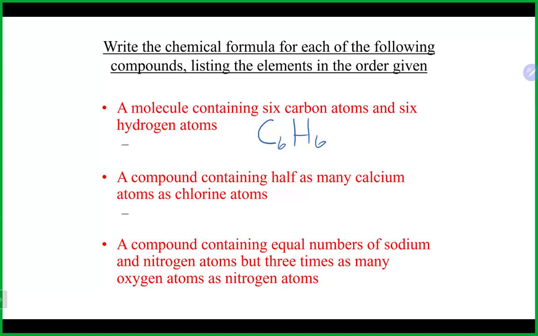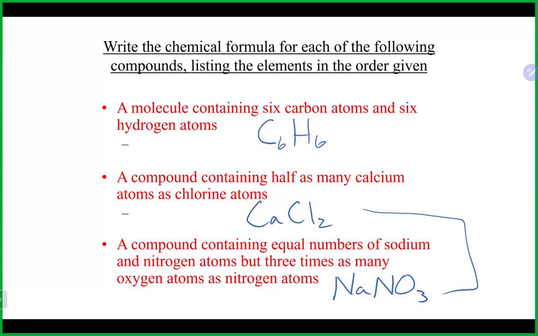Next one, we have half as many calcium as chlorine. So calcium, capital C, lowercase a, and chlorine, which is Cl. So we have twice as many chlorine, or half the number of calcium. If I make chlorine 2, half of 2 is 1, so CaCl2 would be our formula in this case. And lastly here, we have equal numbers of sodium, which is Na, and nitrogen, which is N, and 3 times the amount of oxygens, which would be O3, so a little sodium nitrate, calcium chloride.